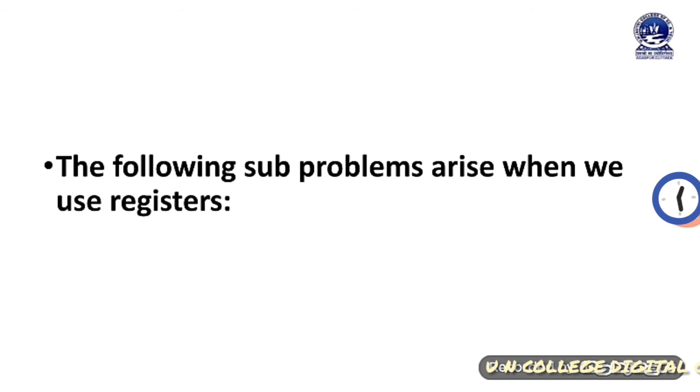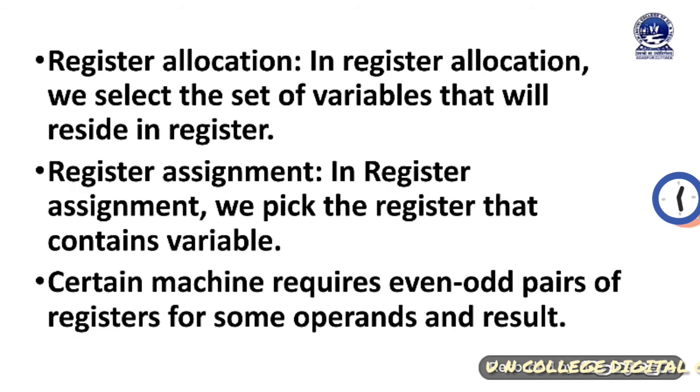Now we will discuss some sub problems which may arise when we use registers. What are those? Register allocation. In register allocation, we select the set of variables that will reside in registers. It is a very tough job. Suppose you are using 10 or 15 or 20 variables. At that time, it is very difficult for the compiler to decide which variables will be allocated in registers at which time.